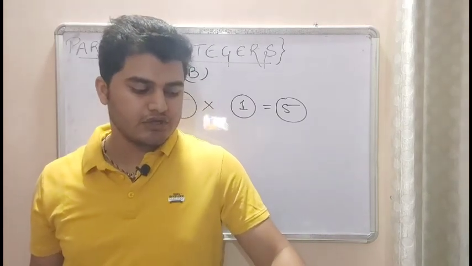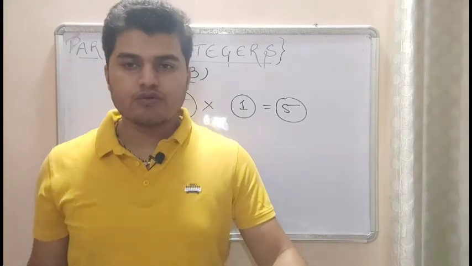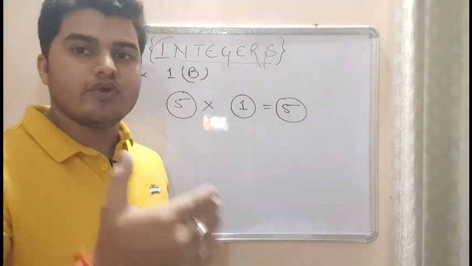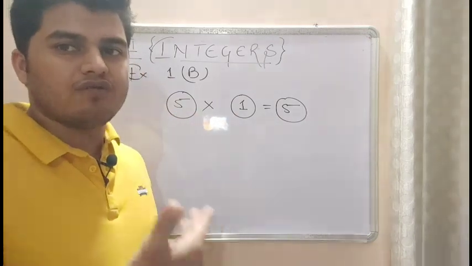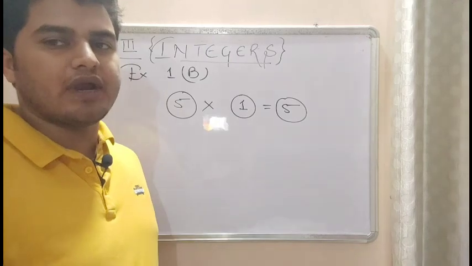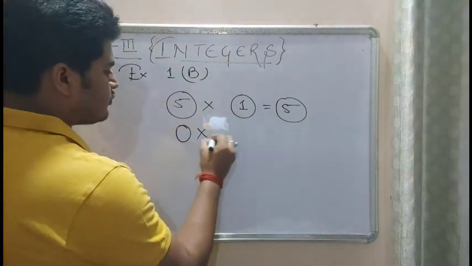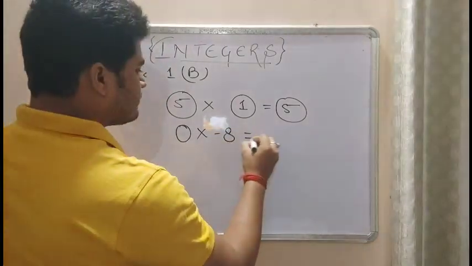The successor of 0 into minus 8 is 1 into minus 8. Now see, what is a successor? Successor is the number which comes one after. We add 1 to the number, then we get the successor. So if you write 0 into minus 8, the product is going to be 0.